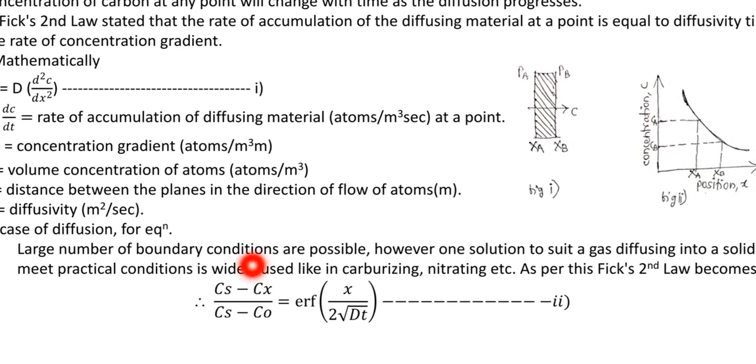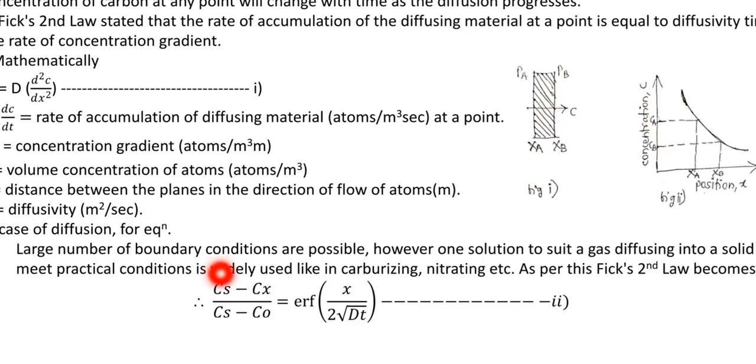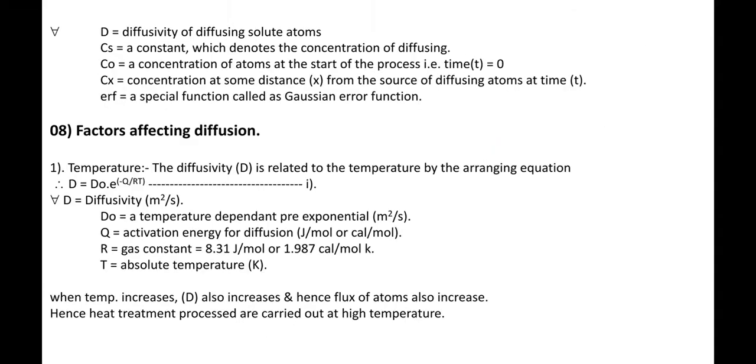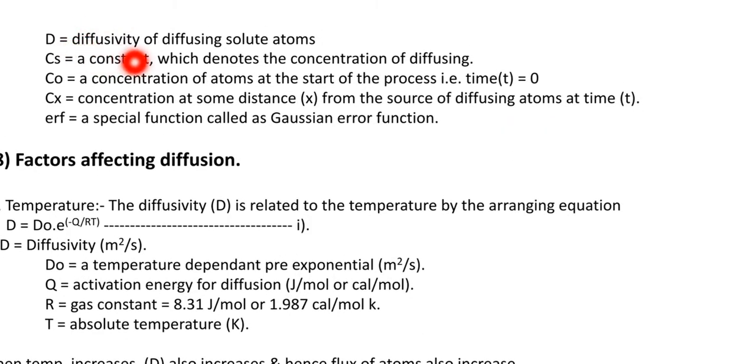Mathematically, it is given by Cs minus Cx divided by Cs minus C0 is equal to erf of x divided by 2 under root Dt. erf means Gaussian error function. D means diffusivity of atoms. Cs means a constant which denotes the concentration of the diffusing species at the surface. C0 means the concentration of atoms at the start of the processing when the time is 0. Cx means concentration at some distance x from the source of diffusing atoms at time t. And erf is a special function called the Gaussian error function.